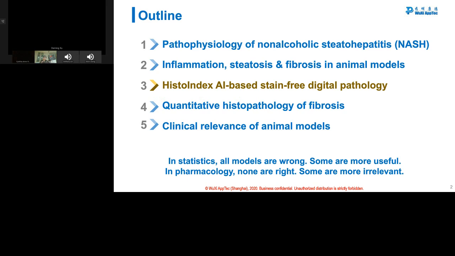Our focus in this presentation will be on the clinical relevance of such models, trying to weed out the non-human-equivalent animal models. As the statistics saying goes, all models are wrong, and some are more useful. In pharmacology, none of the models are right, and some are more irrelevant. We want to see how we can use the technology to weed out the irrelevant.